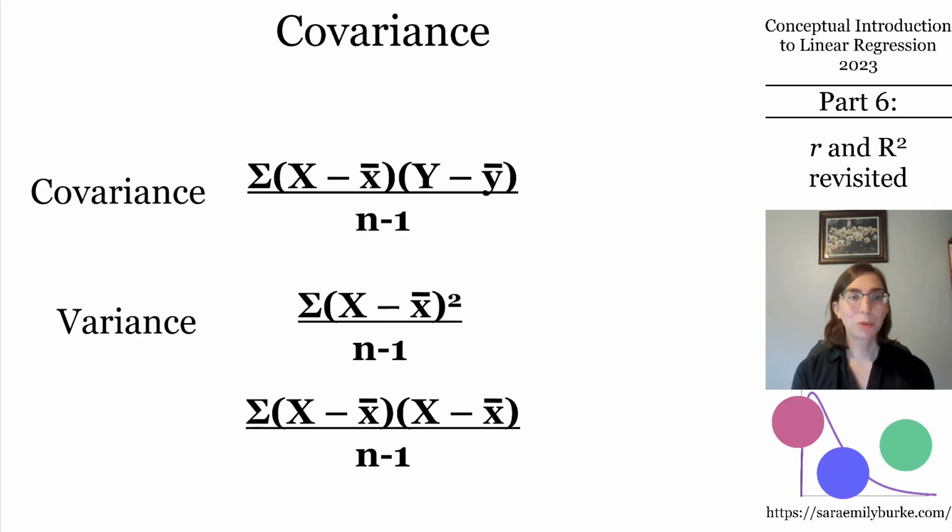The typical way we write variance is x minus the mean of x, squared, and then add all of them up and then divide by n minus 1. But I can rewrite that as the sum of x minus the mean of x times x minus the mean of x, all divided by n minus 1. And then it's the same as covariance, except I've got x twice instead of x on the one side and y on the other side.